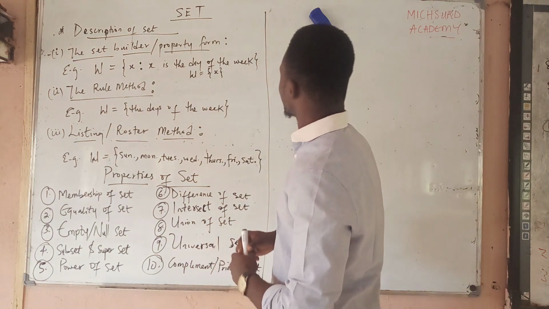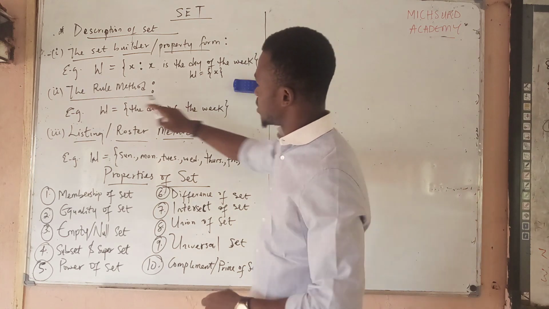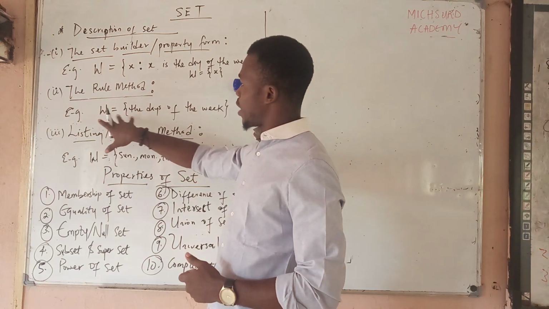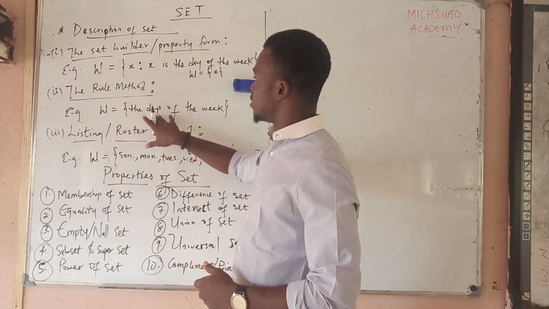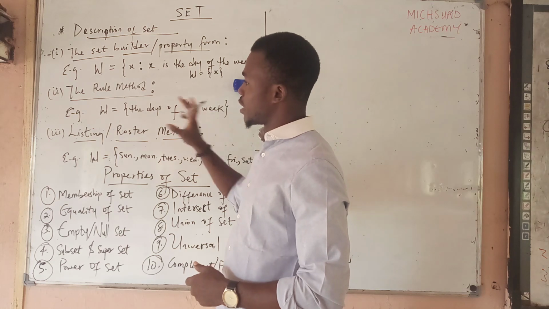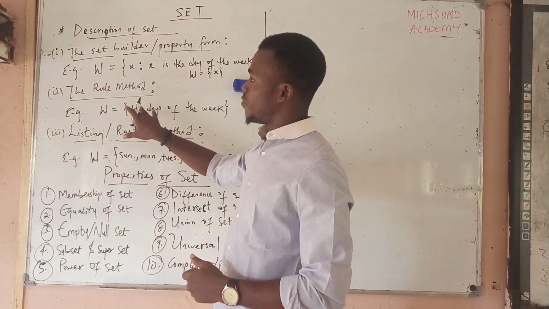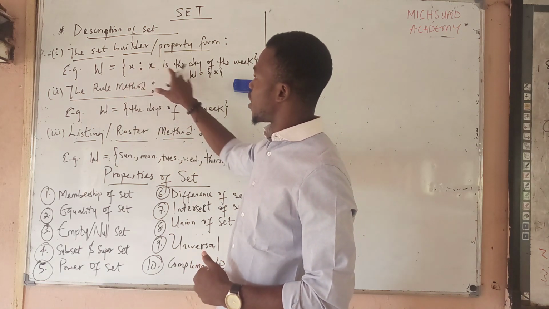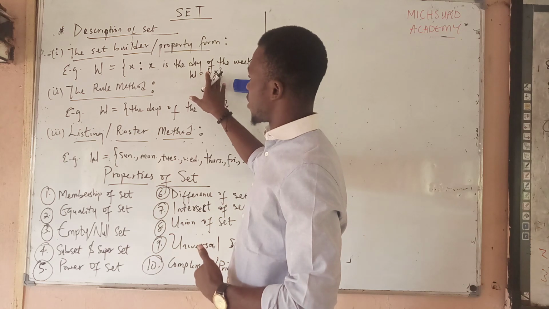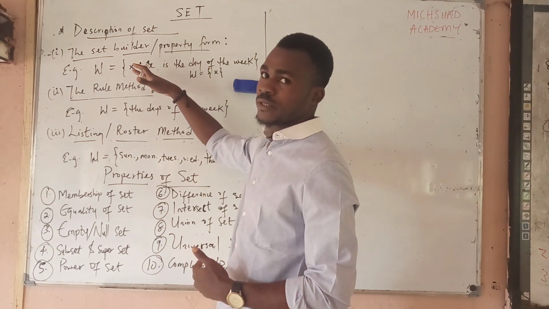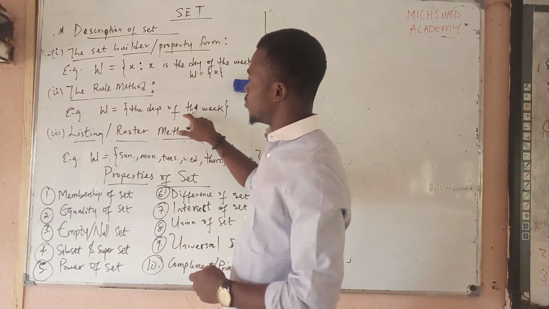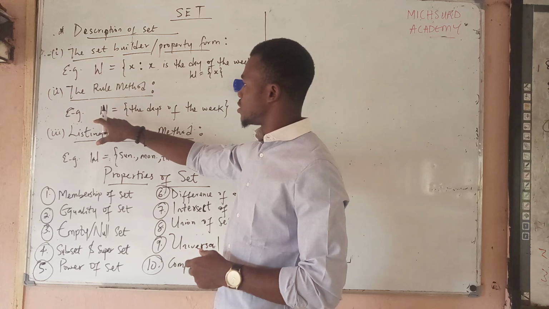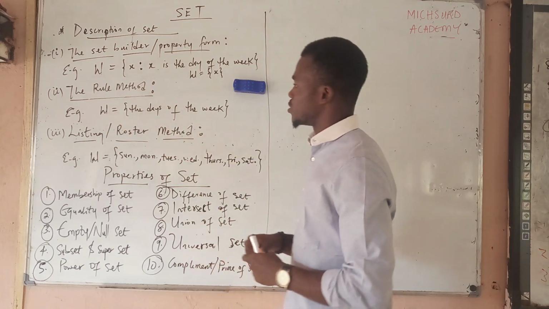Now we also have the other form of representing the set, which is the rule method. For the rule method, for example, we have that W is equal to the days of the week. So we strictly go to the particular form that we are looking for. It's just different from this where you have to go to the X variable, then you say what the X variable is all about. So here we go strictly to the concept of that particular set, such that W is equal to the days of the week.